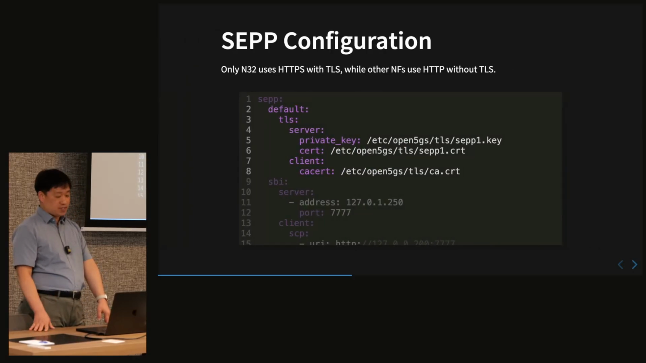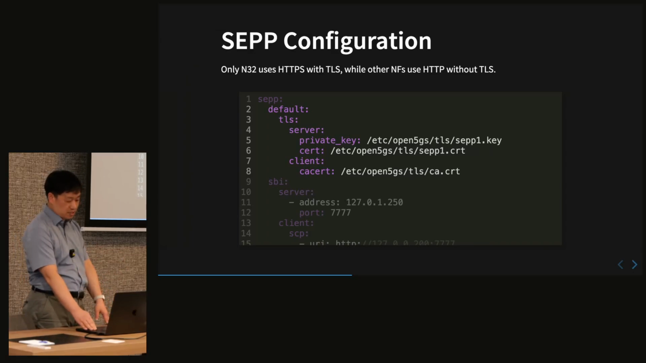Let's talk about how to set up the SCP. First, the SCP needs to be set up with TLS for a secure connection. TLS can be applied to multiple interfaces with a single certificate in common. So I added the keyword default for common use, to support this common approach.